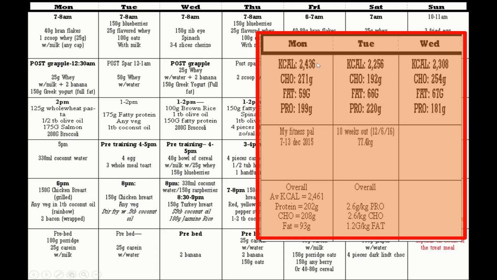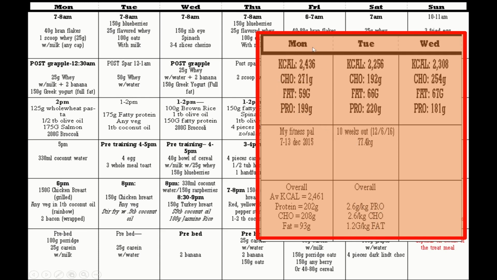And then, of course, we've got the overviews of each day. So you can see how many calories have been consumed, the macronutrient breakdown in grams, and then as well, based on the current weight of the athlete, we've also got an overview of how many grams per kilo that athlete is consuming for protein, carbohydrate, and fat over the course of the week.